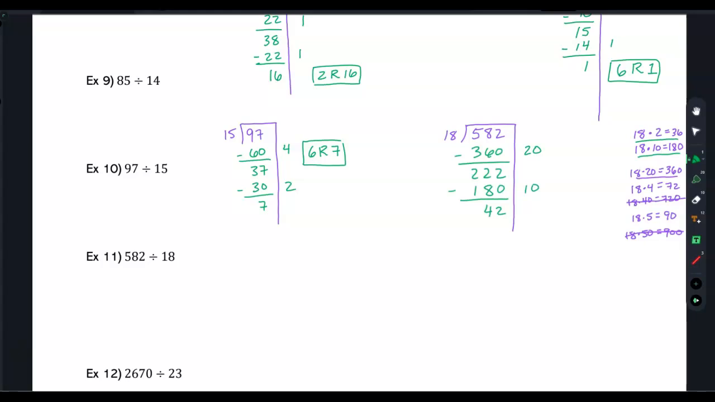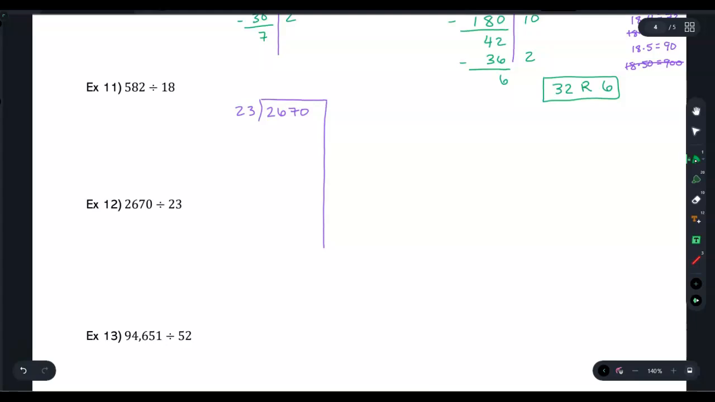We did this one, 18 times 2 is 36. So if I subtract 36, that's subtracting 18 2 times. And then that would just leave me with 6. And 18 won't go into 6, so that's where I would stop. So then I would add my quotients here. 20 plus 10 plus 2 is 32. And I have a remainder here of 6.